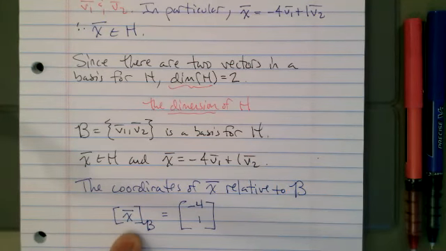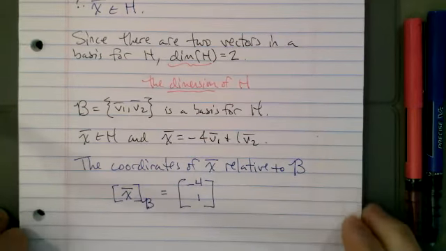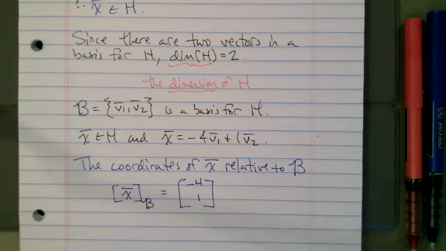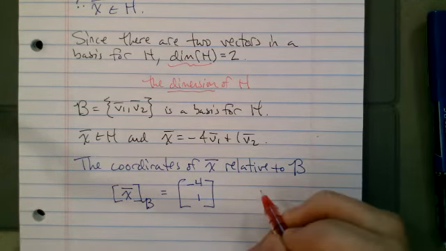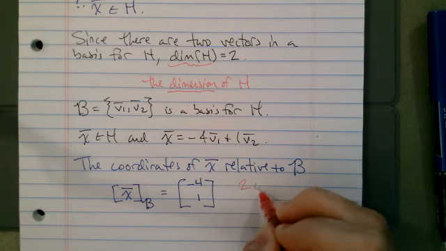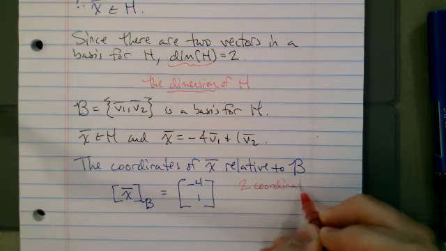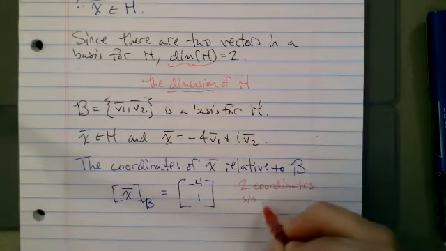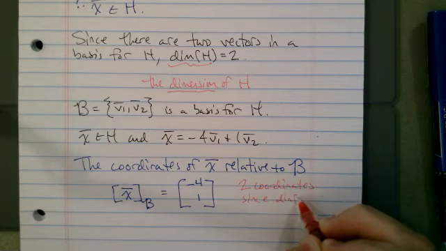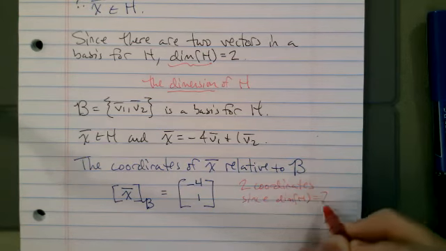So this symbol here says the coordinates of x relative to B, that's a subscript B, and it's -4, 1. There are two coordinates in the coordinates of x relative to B because H is a two-dimensional vector space. Two coordinates, since the dimension of H is 2.